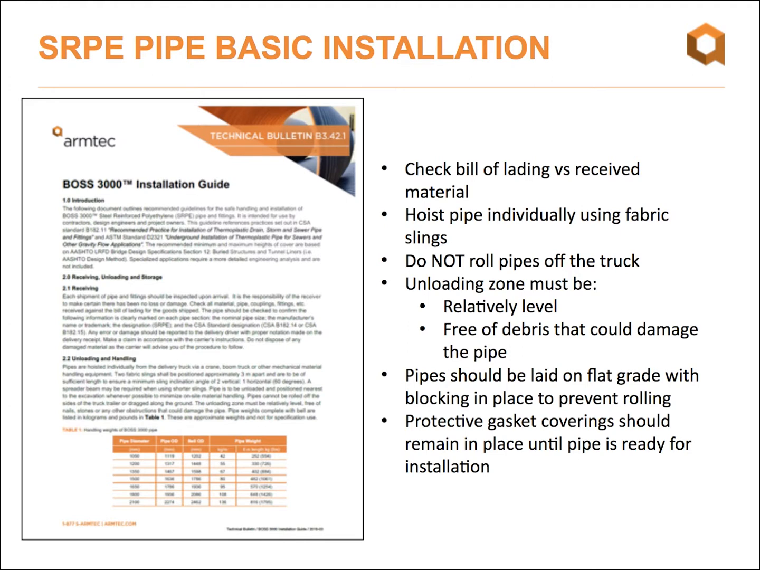The unloading zone must be relatively level, free of debris that could damage the pipe. And the pipe should be laid flat on a flat grade and with blocking to prevent those from rolling or eventually rolling into the trench and hurting a worker down there. The pipes will be delivered with a protective cover on the spigot and gaskets. These coverings should remain in place until the pipe is actually ready to be installed in the trench.